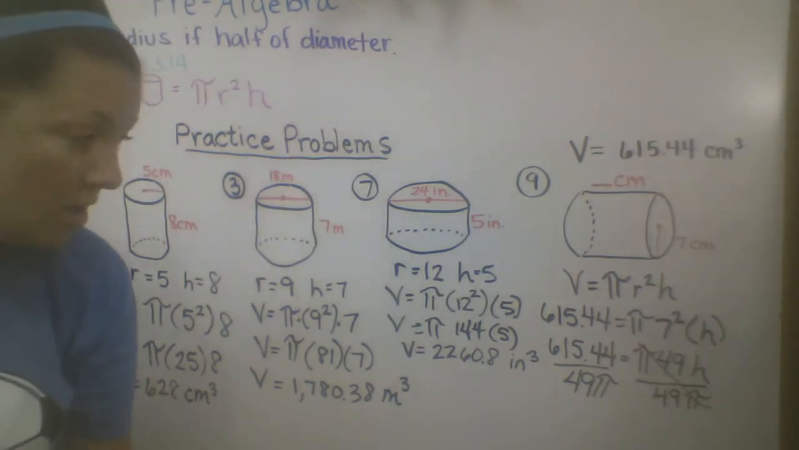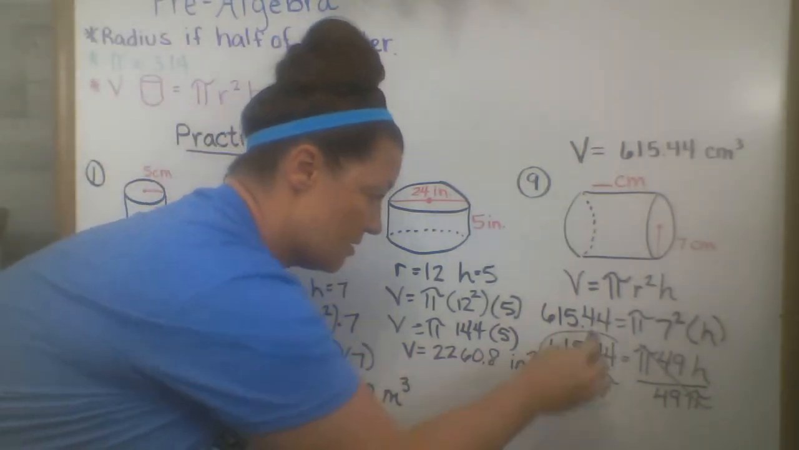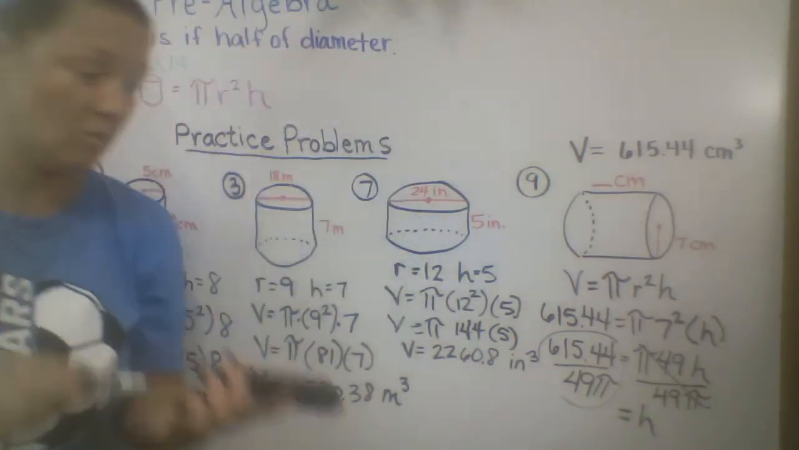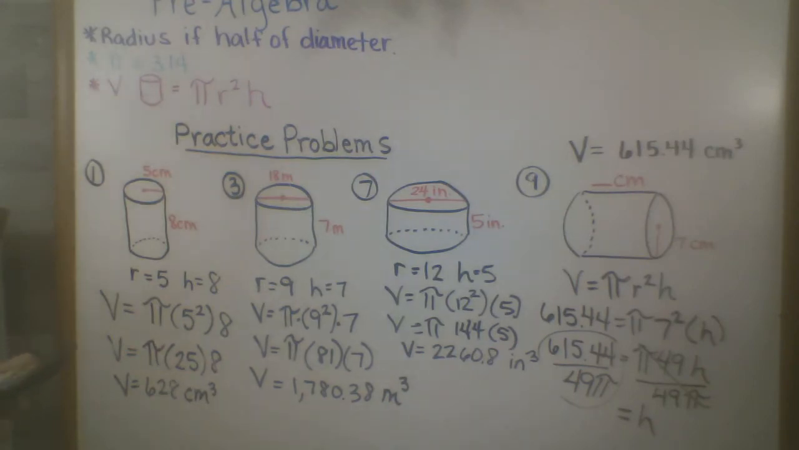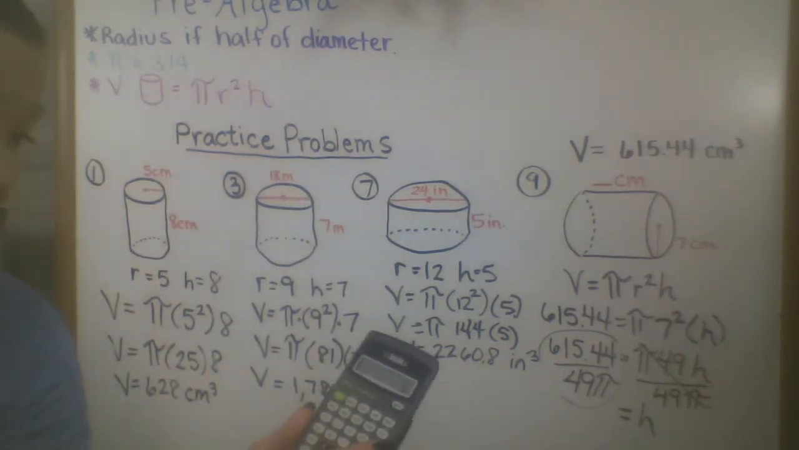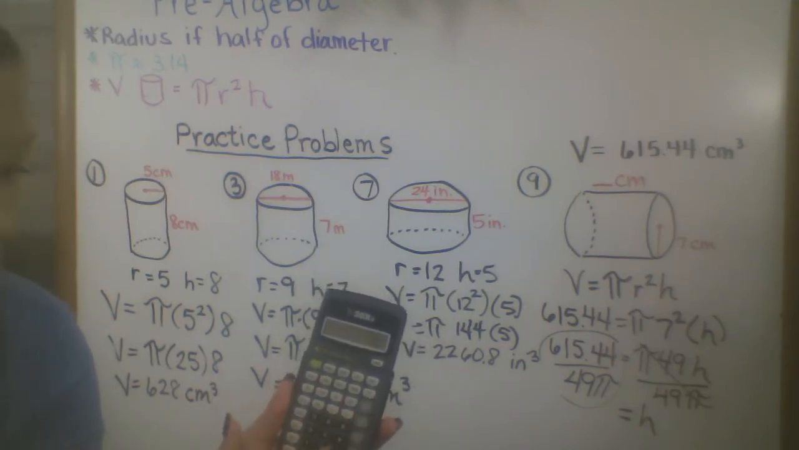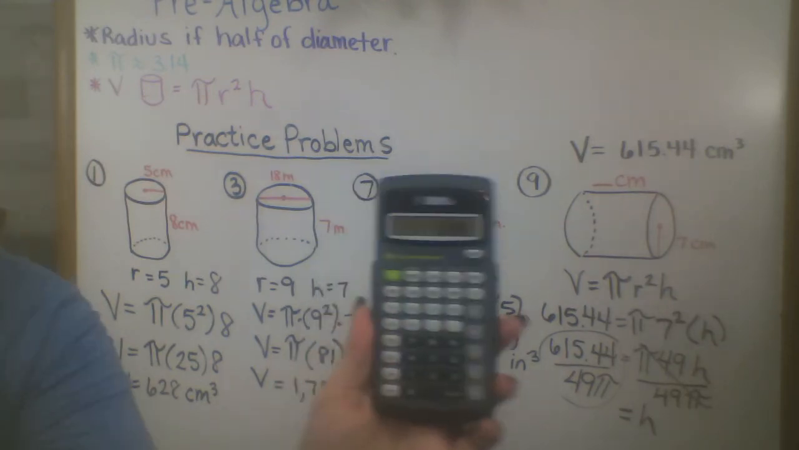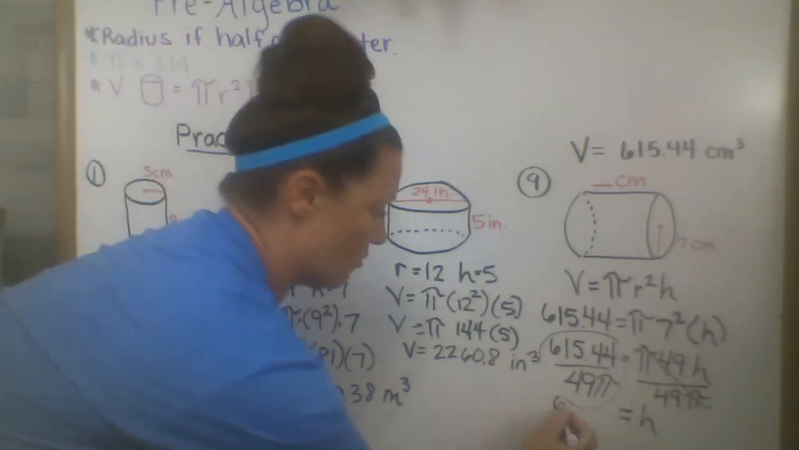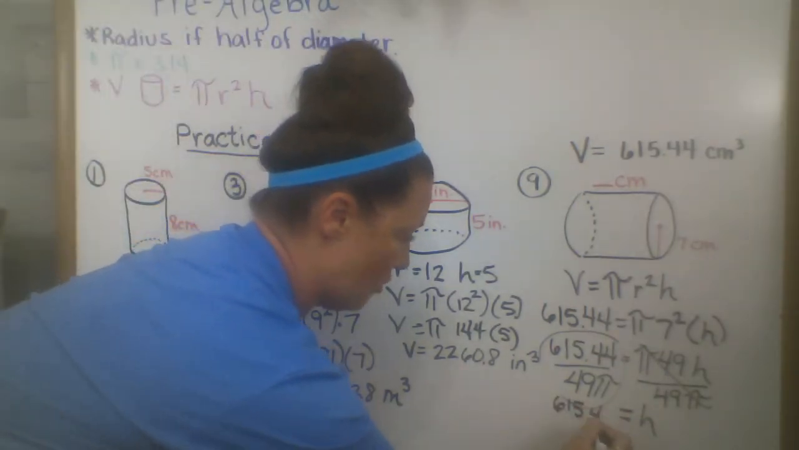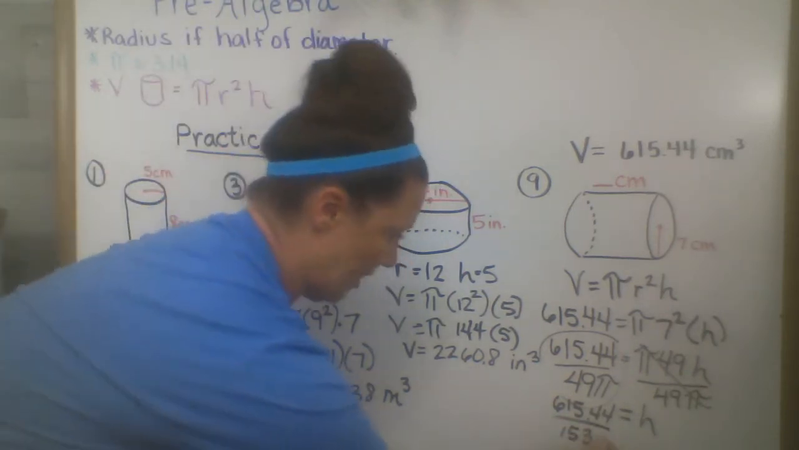Okay, so now we would have h, right? H is all of this. So h equals 615.44 divided by 49 times pi. So let's do that. So first we want 49 times 3.14, right? That is 153.86. So we're going to write 615.44 divided by 153.86.